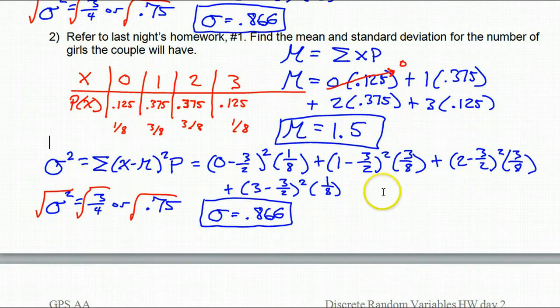Oh, so take a look. That's how you would calculate the variance, following the formula over and over again. X value minus the mean, which we just found, squared, times the probability, and you just add all those up. That gives you the variance of 3/4 or 0.75. But for the standard deviation, you have to take the square root of it.